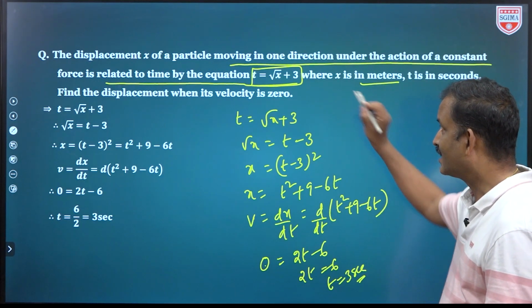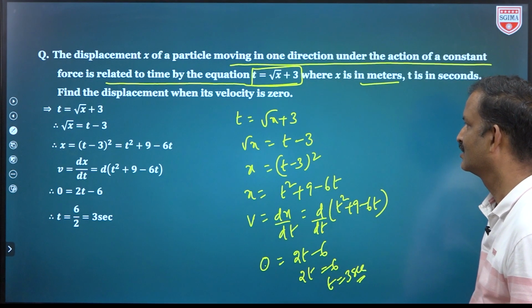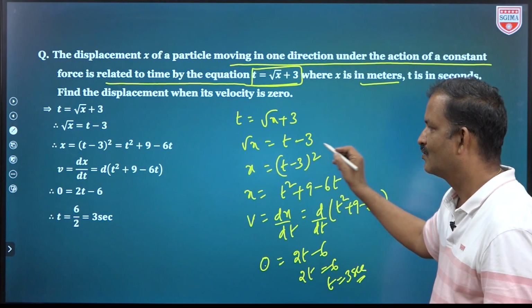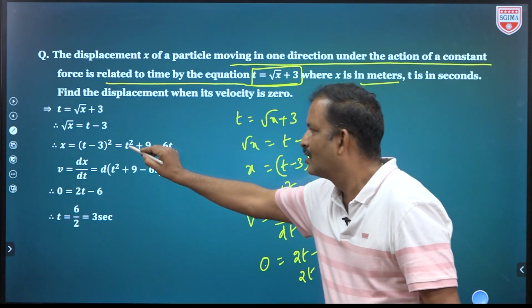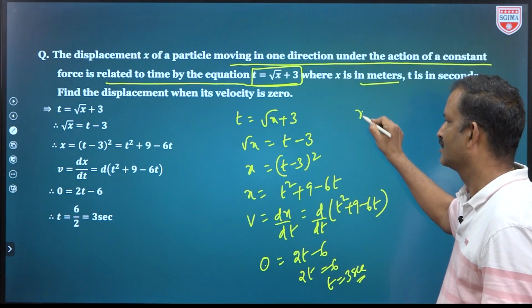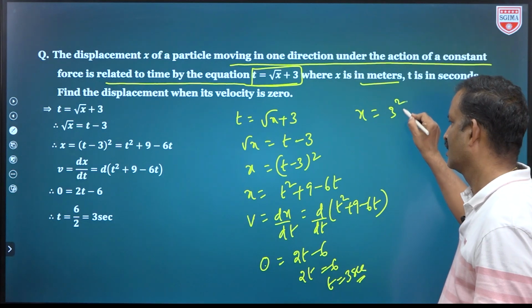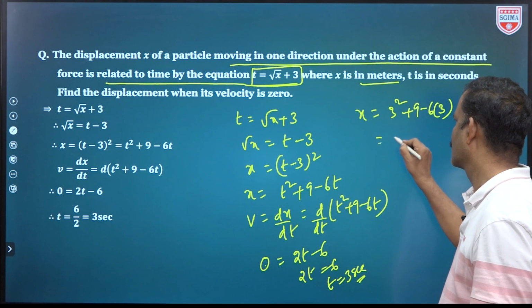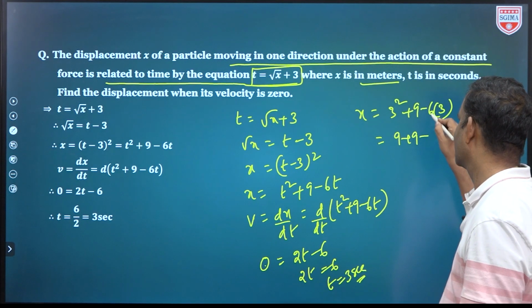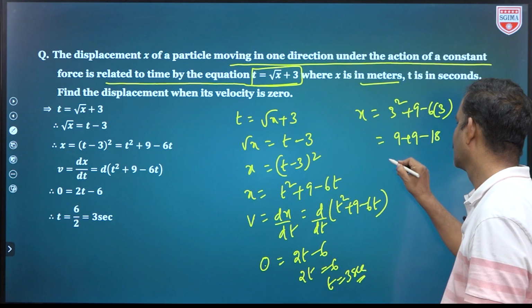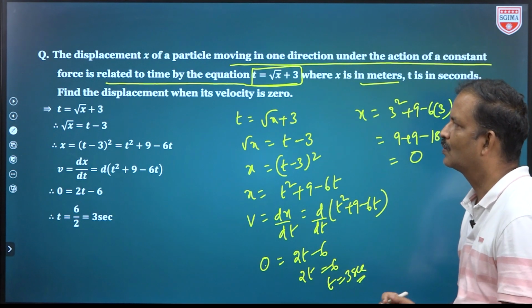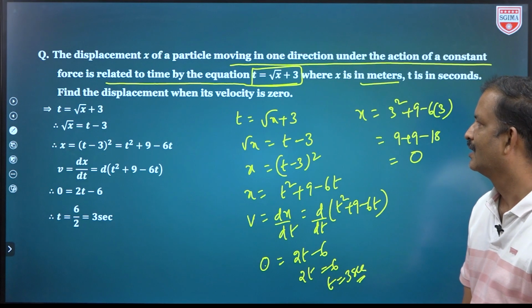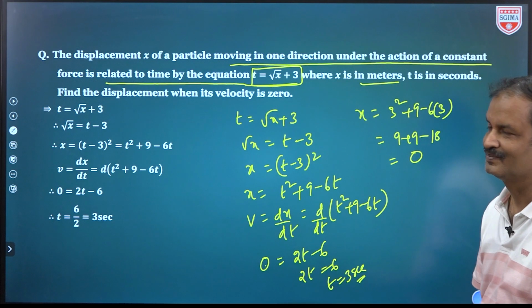Now, at that time, displacement you want. So, you write in this formula 3 square plus 9 minus 6 into 3. So, 9 plus 9 minus 18. So, displacement is 0.